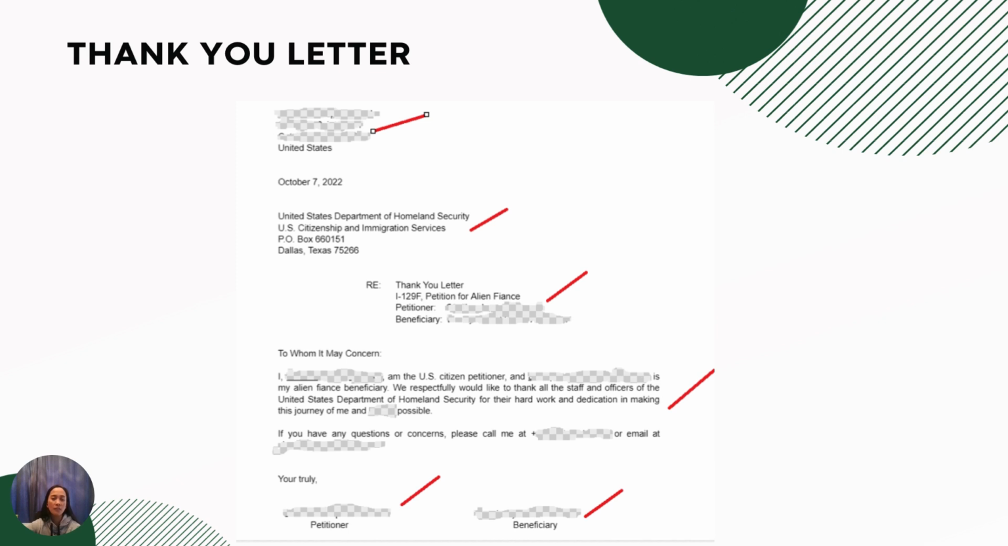The last part will be you include the thank you letter addressed to the USCIS. And this is the sample format. You can make a copy of this or take a screenshot. It basically explains that we are thanking them for reviewing our petition, and we include the contact number of the petitioner and email should they have any more questions, signed by the petitioner and the beneficiary, and with a date.